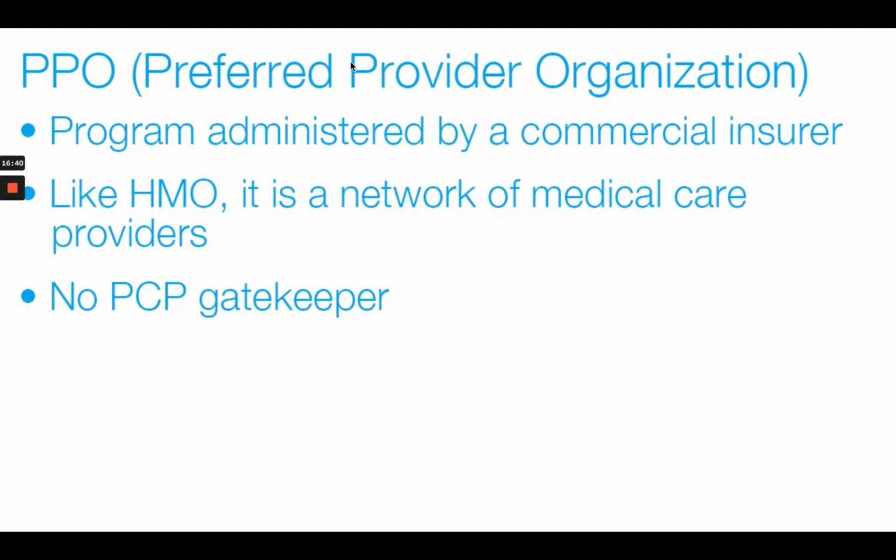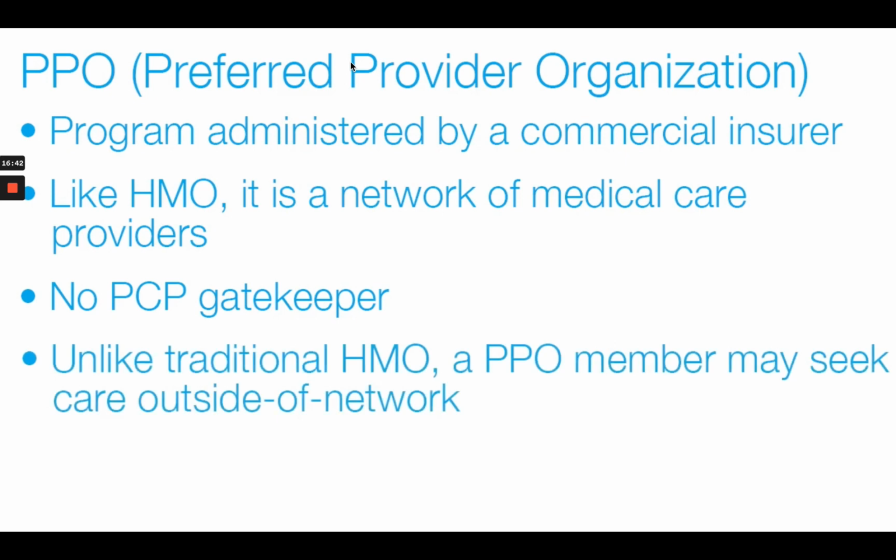And unlike a traditional HMO, a PPO member may seek care outside the network. And that's a key distinction. By going outside the network, the PPO member really is not limited on where they get their care. However, it's important to understand that there is a penalty associated with going outside of the network. With a typical PPO, care is covered outside the network, but usually at the expense of a deductible and a co-insurance requirement.